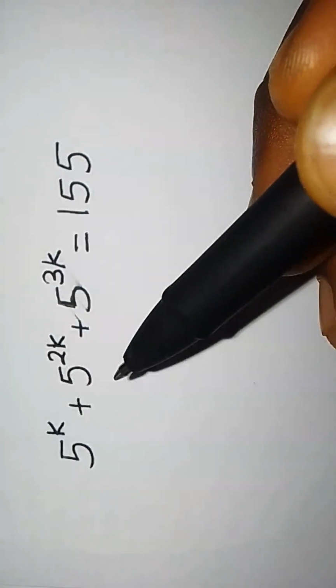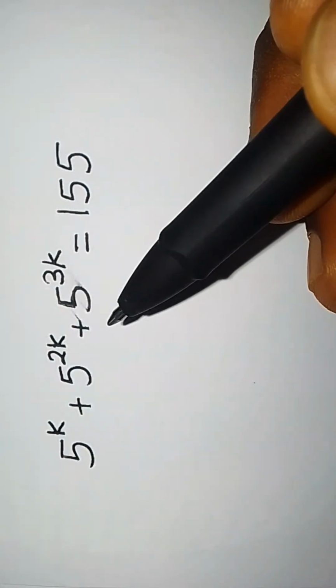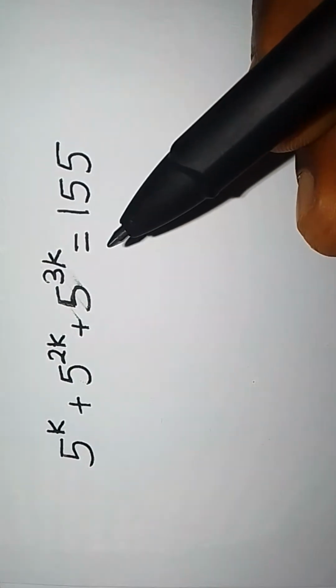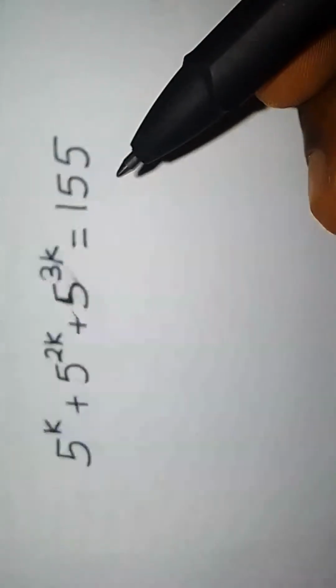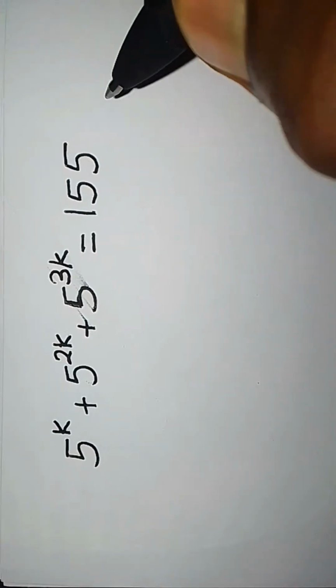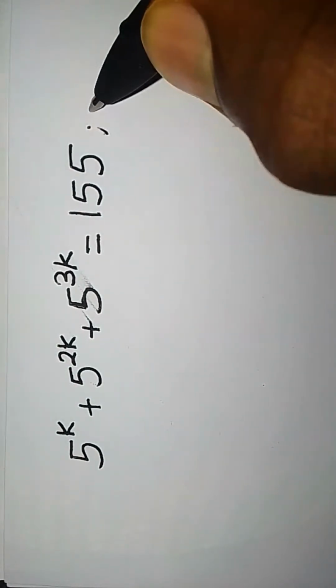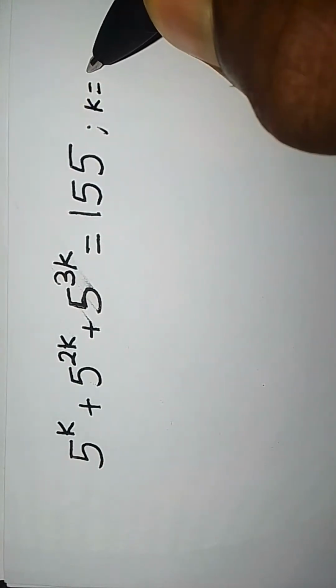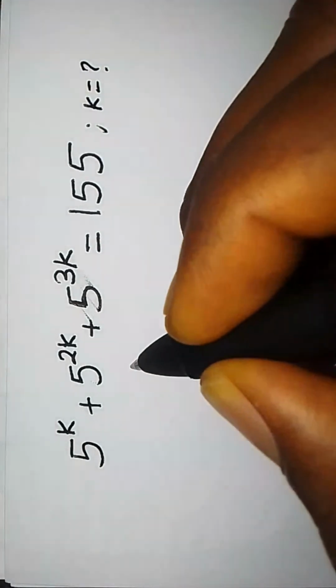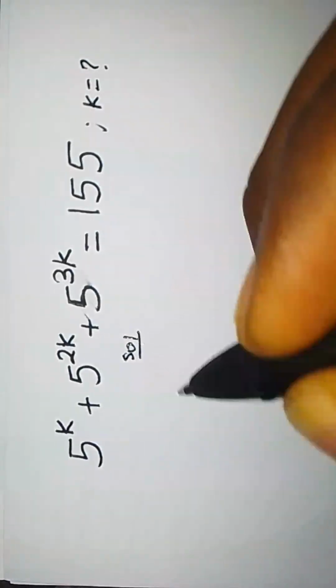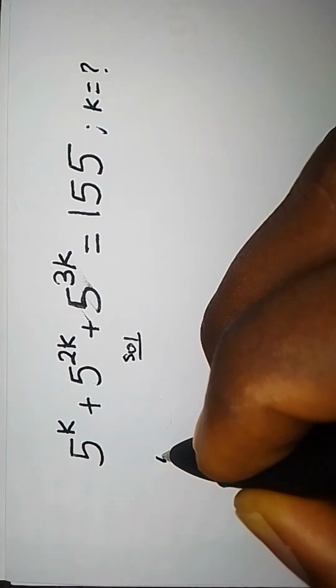5 to the power of k plus 5 to the power of 2k plus 5 to the power of 3k is equal to 155. We want to find the value of k. Solution. Let's write down the question first.